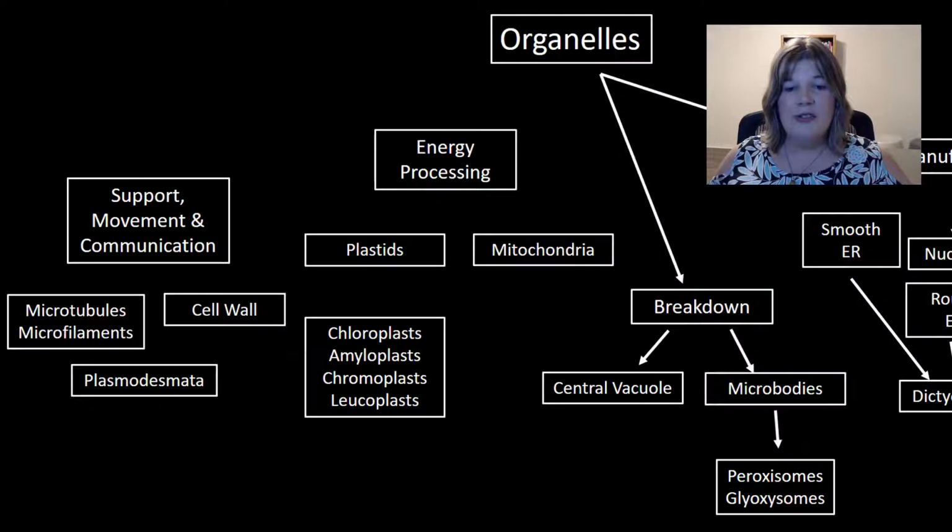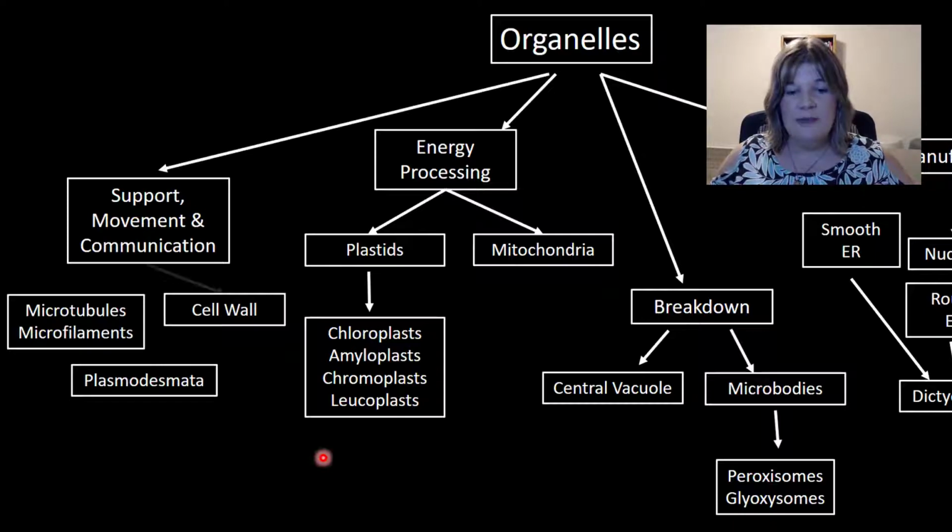Plastids and mitochondria both deal with energy. Mitochondria are found in all eukaryotic cells and convert sugar into ATP. Chloroplasts make sugar so that they can be used by mitochondria. We also have other plastids that store certain products. Finally, we have the cell wall, which supports the cell, the microtubules, which are used in movement of some algae and separation of chromatids, and plasmodesmata that allow communication from cell to cell. Let's discuss each of these in a bit more detail.